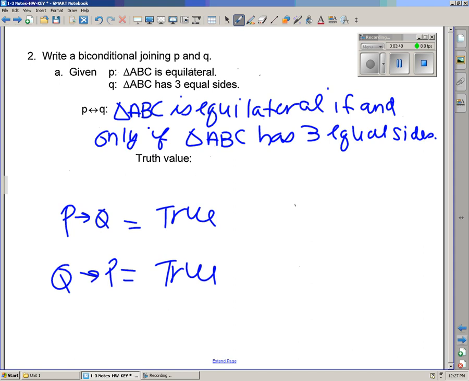Well, the conjunction, excuse me, of the conditional and its converse, true and true, is in fact true. So what happens then here is ABC is equilateral if and only if ABC has three equal sides is true, because both the conditional and its converse are true. Let's try another one.